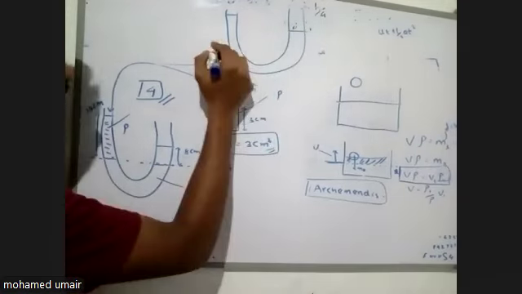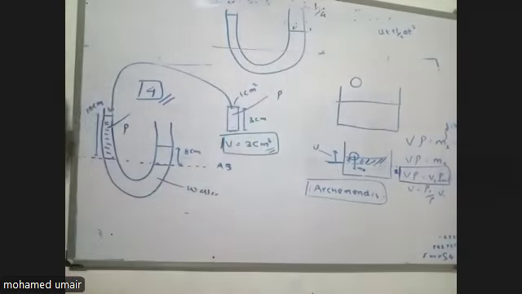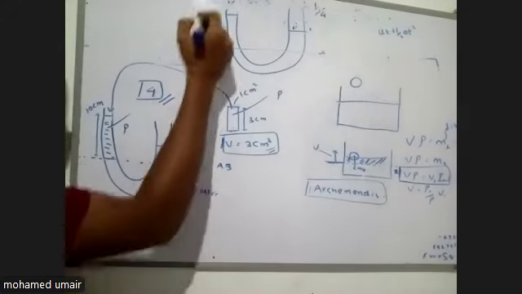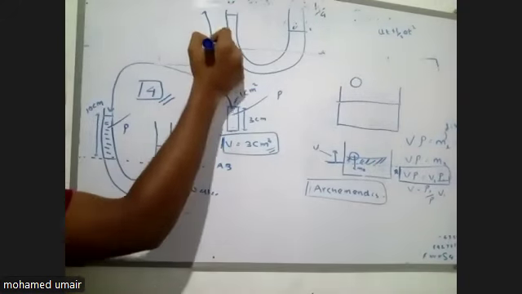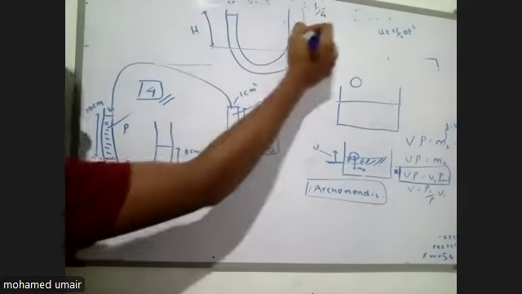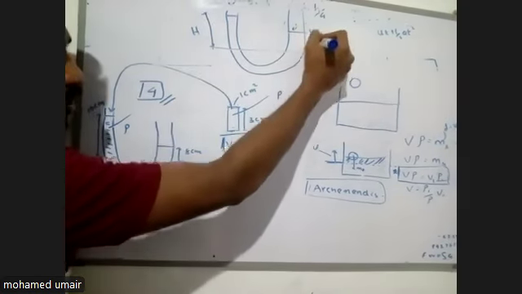And of course, the water level. And let's take the common interface to be here. Now there will be different heights, capital H and simple h.